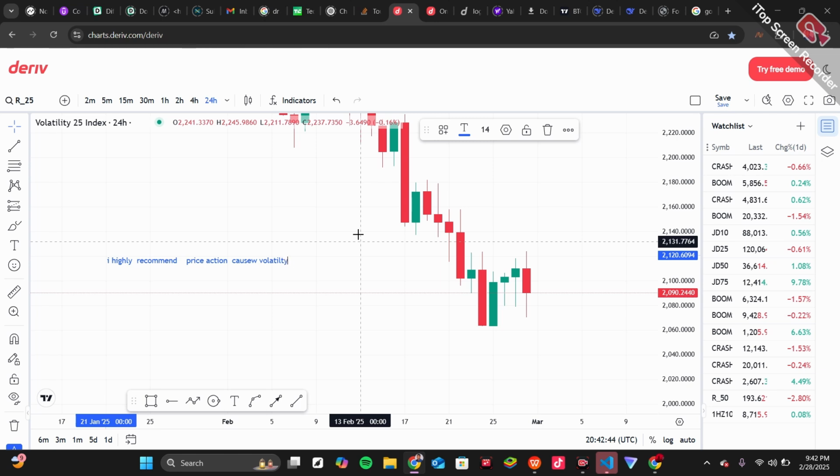Please jot down these details. You need to master this. Price action is the key. Very important. You don't need all those SMC.